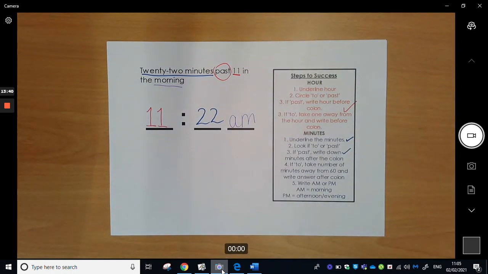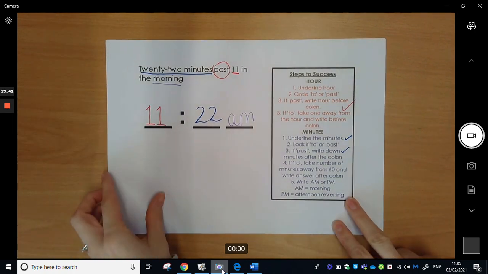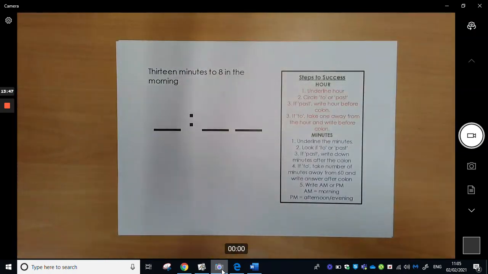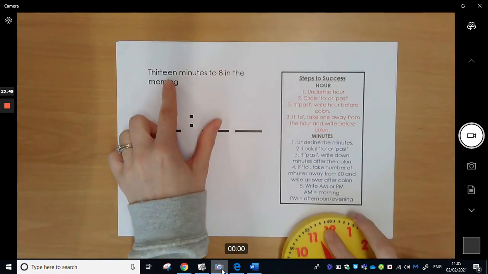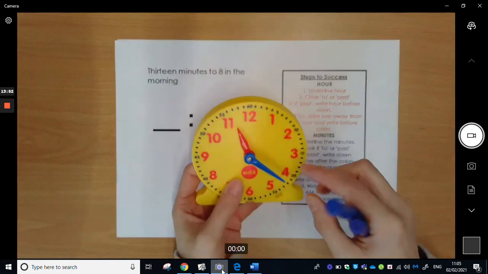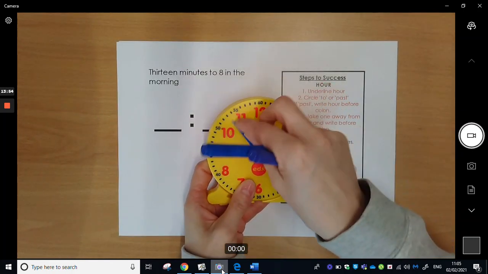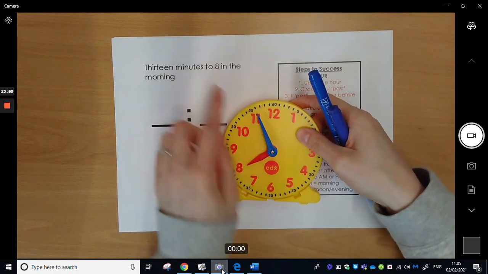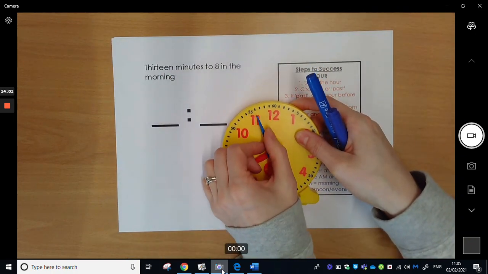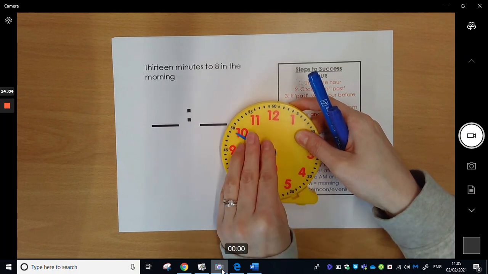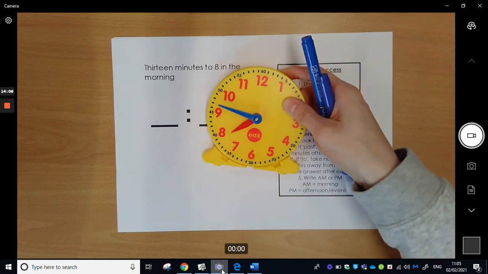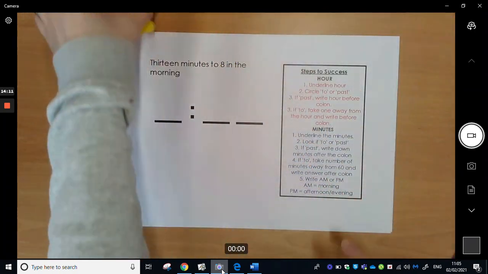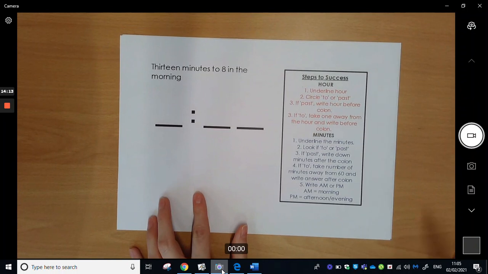We're going to look at what happens now when it has something on the to side. It's going to get a little bit trickier, so make sure you're paying attention to the steps. So I've got 13 minutes to 8 in the morning. I'm going to make that on my clock just to make sure we're very clear why we're writing this. So 13 minutes, I'm going to go from 8, 10, and then 1, 2, 3. So that's showing me 13 minutes to 8, and we're looking at in the morning. So I'm just going to take that away so I can try and do it without my steps for now, and then we'll have a think about why.